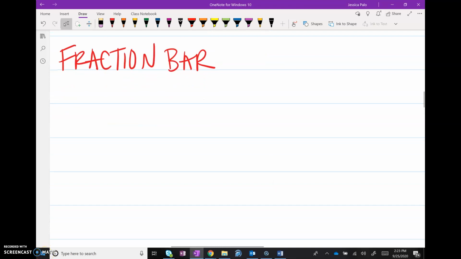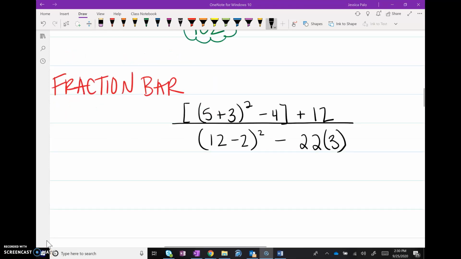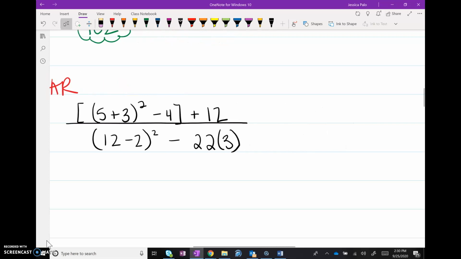This example is going to combine all three grouping symbols: fraction bar, brackets, and parentheses. A fraction bar is considered a grouping symbol because it groups your expression into numerator and denominator. If you forget the difference between numerator and denominator, remember numerator north, denominator down. Let's start in the numerator.